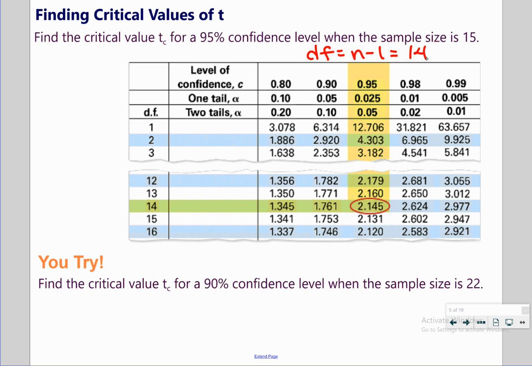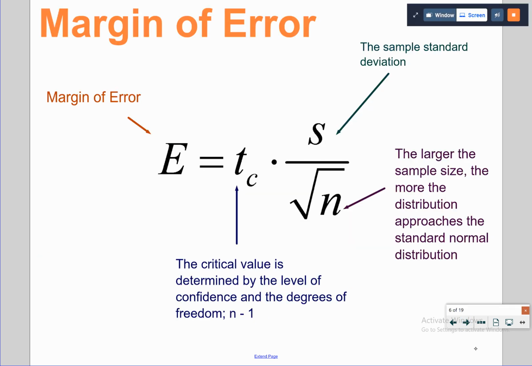Okay, so the one below it: find a critical value at a 90% confidence level when the sample size is 22. If my sample size is 22, what's my degrees of freedom? 21. So we're finding where those intersect, 90% and 21, and you should see 1.721. Critical value of t. Okay. Questions using the chart? All right, moving on.